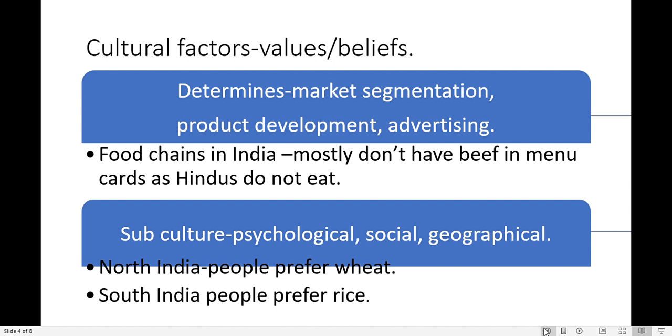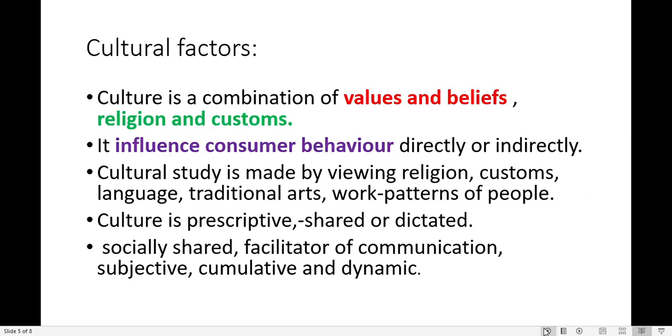Under the cultural factors comes the subculture, where we talk about the psychological, social, and geographical factors. The psychological factors talk about the attitudes, the beliefs. The social factors talk about the societal beliefs. The geographical factors talk about the location, where we are living. So the place where we live also determines our buying patterns. If you see, in India, most of the North Indians prefer wheat, whereas the people who live in the South prefer to have rice.